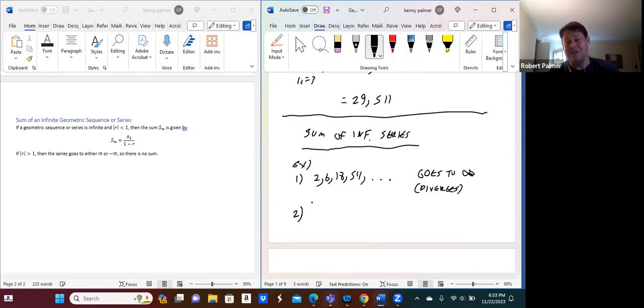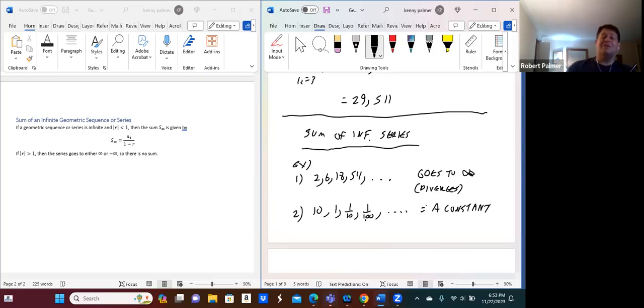Now, one that actually doesn't is something like this. If we have 10, 1, 1/10, 1/100, and so forth, 1/1,000. This actually equals a constant number, believe it or not. Because what's going to happen is essentially we're just adding tiny, tiny bits onto something. And so it eventually kind of settles down to a number, and we say this converges.